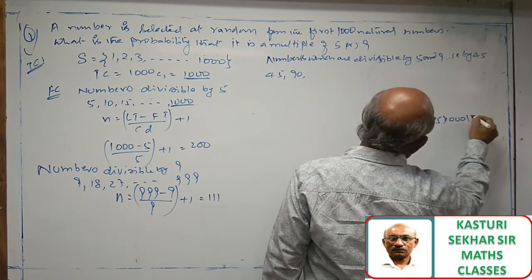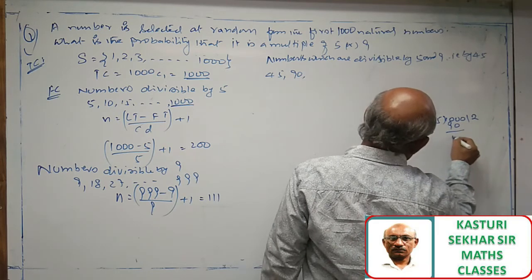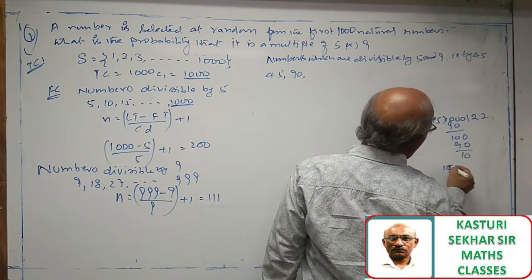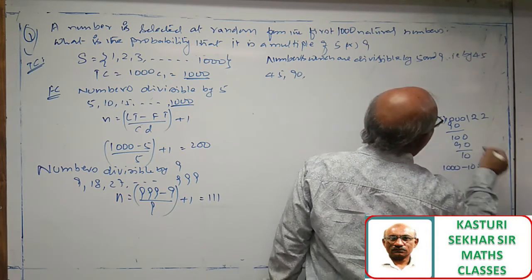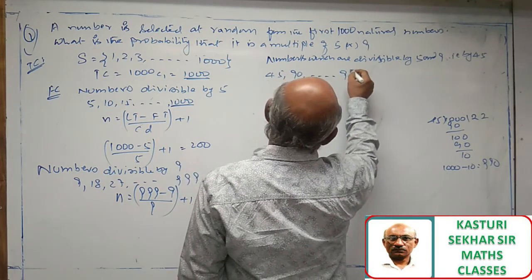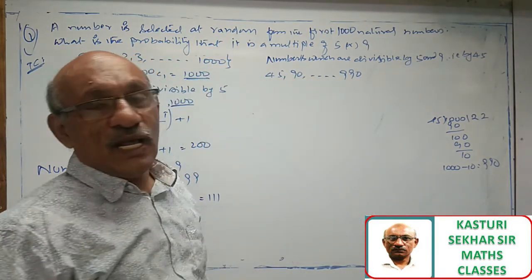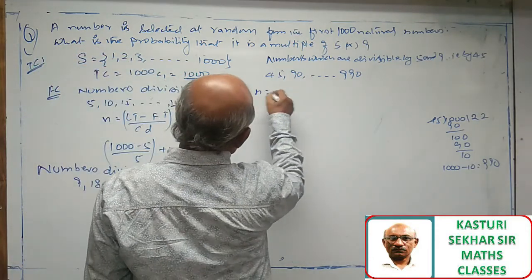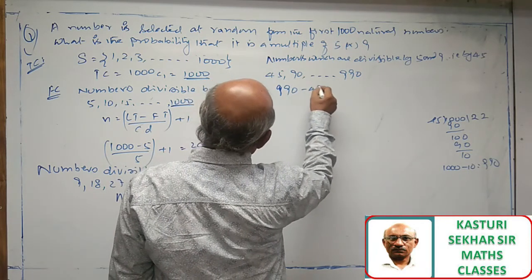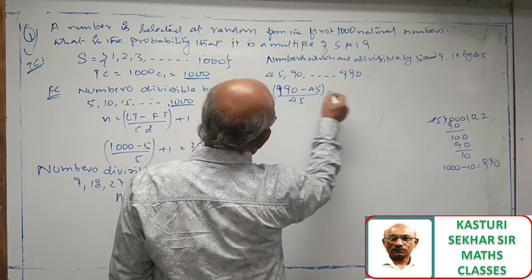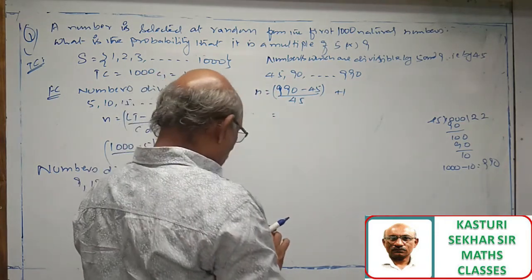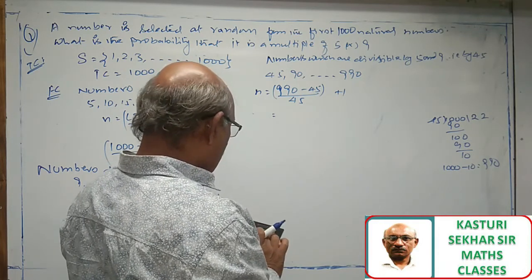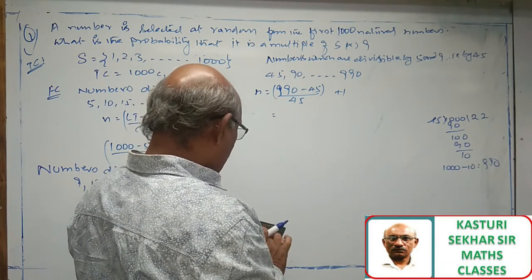With 45, 2s are 90, 10 2s are 90, 10. So 1000 minus 10, 990 is the last number which is divisible by 45. N is equal to 990 minus 45 divided by 45 plus 1. So this is 990 minus 45 divided by 45.